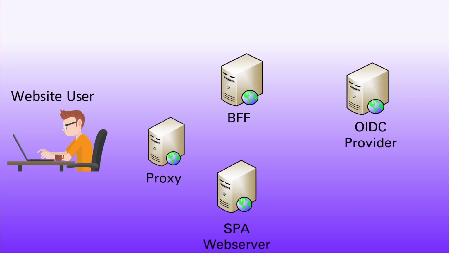So the component parts of our solution are that we have our proxy server, which is where all of our front end traffic goes to. So everything from the user's browser routes through the proxy server. We have our backend for front end, which is basically just an API that sits behind our proxy server and deals with all of our API calls that our browser application is sending. We have our SPA web server, which is where our single page application, so Nuxt, React, etc., gets served from. And then because this is around authentication, we have our OpenID Connect provider.